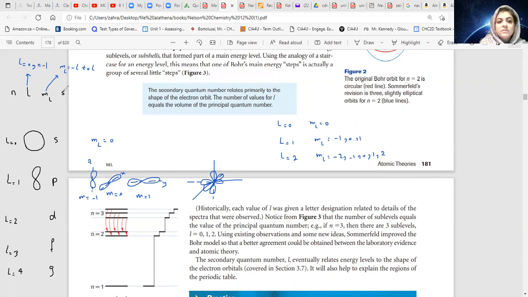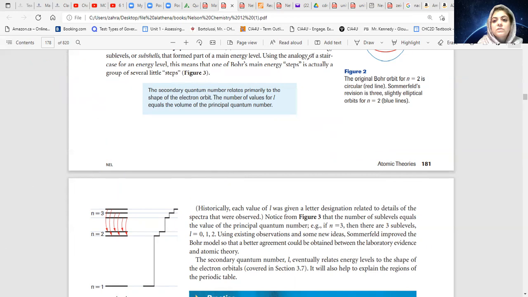So what is the spin? We call it m_s. For m_s, the spin could be up or down. It could be +1/2, spin up, or it could be -1/2, spin down. It's just the direction of the rotation of the electron.